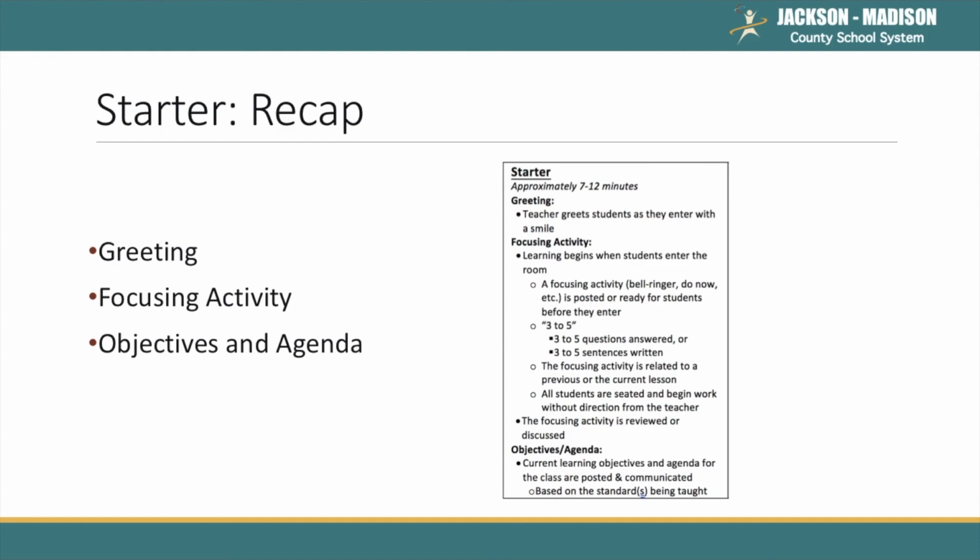So to recap, the starter is comprised of 3 general sections: the greeting, the focusing activity, and the objectives and agenda for the day.